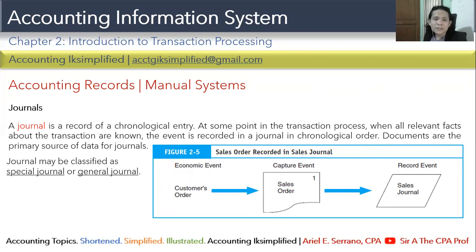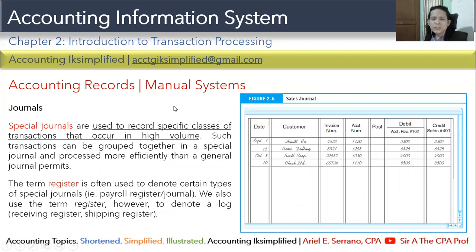Now, the documents, they are the primary source of data for journals. Okay, usually source documents, no? Pero it can either be any of the three. Now, the journal may be classified as either a special journal or a general journal. I'm not sure if you are already familiar with this, although my assumption is yes, because even in the fundamentals of accounting, financial accounting and reporting, nadidiscuss na rin po ito. Special journals are specialized journals.